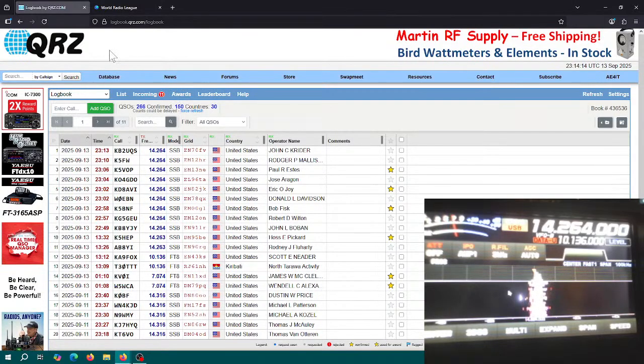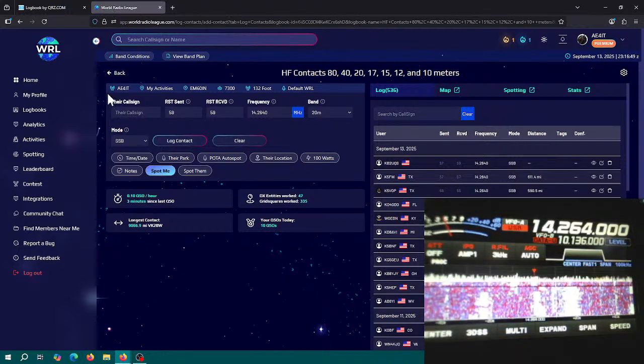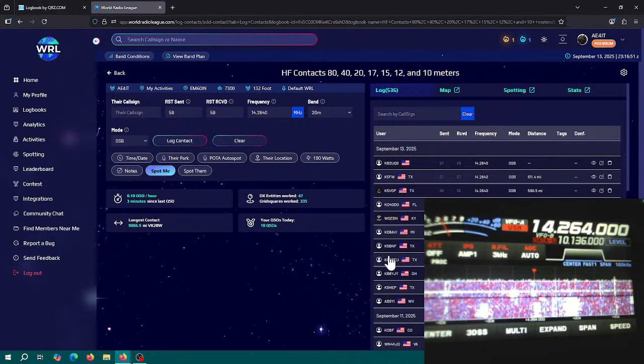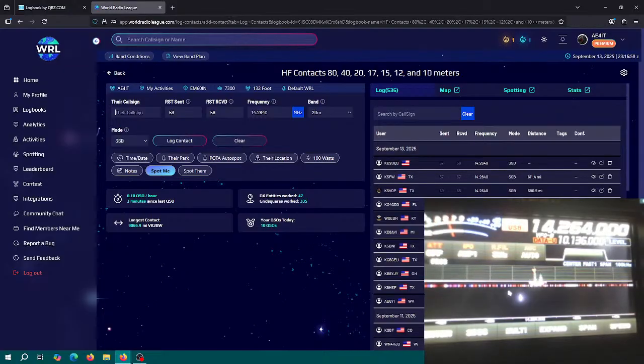Calling CQ on 20 meters, and say my friendly calls. Calling CQ. This is Alpha Echo 4 India Tango, Alpha Echo 4 India Tango. Calling CQ, and say my friendly calls.